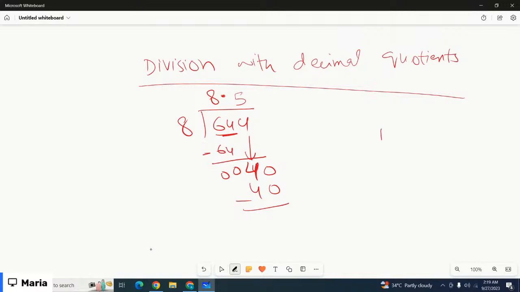Let's just do another example. The other example is 131 divided by 5.